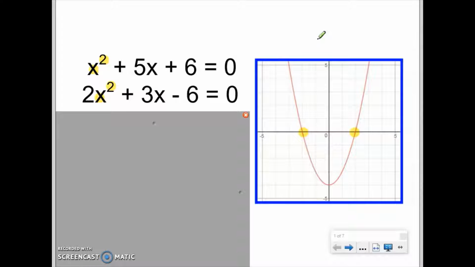It is usually used when the results, the 2 solutions, the 2 roots, are not whole numbers.